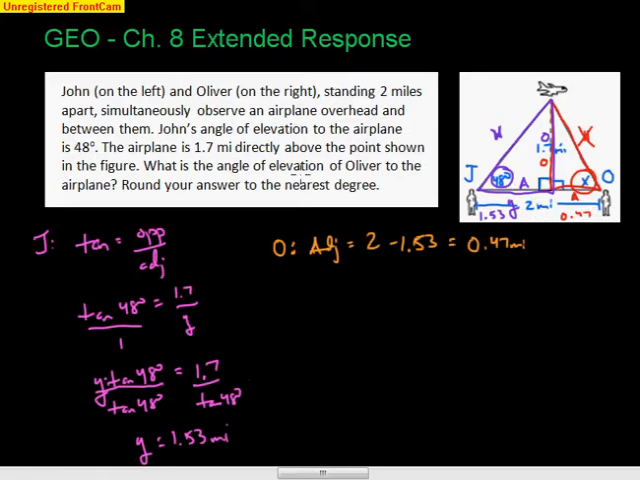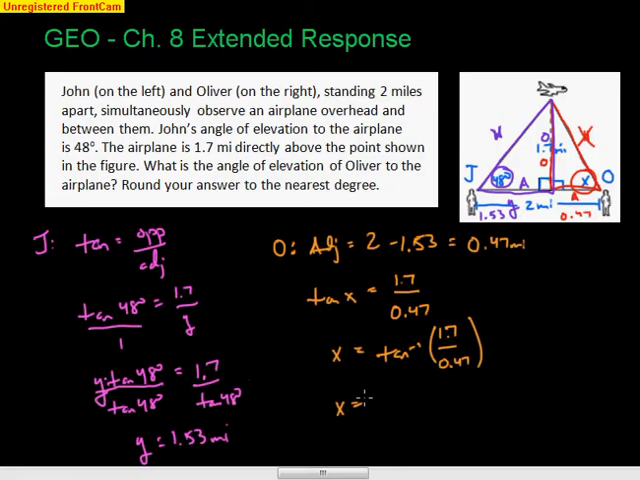And now we can use trig to find this angle measure x. Alright, so here we go. What am I going to use? Opposite and adjacent? Tangent again. Tangent of x, that's my unknown angle, equals the opposite, 1.7, over the adjacent, 0.47. Now if you're looking for an angle measure, the only way to find that angle is by getting rid of the tangent, and the only way to get rid of the tangent is to use its inverse. x equals the inverse tangent of 1.7 over 0.47.